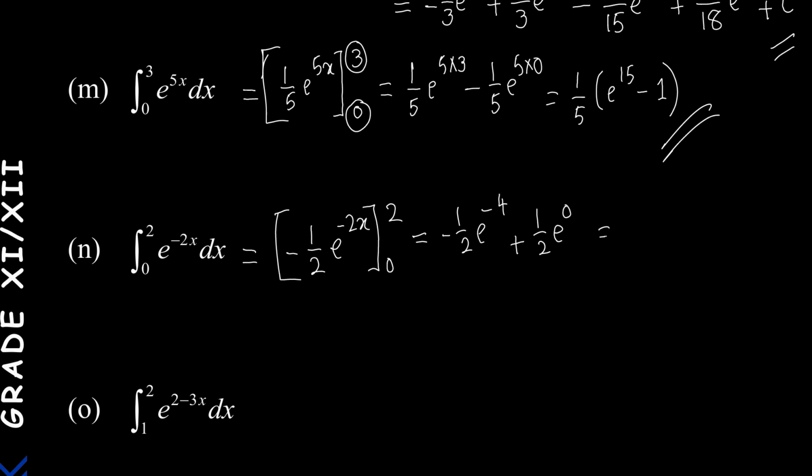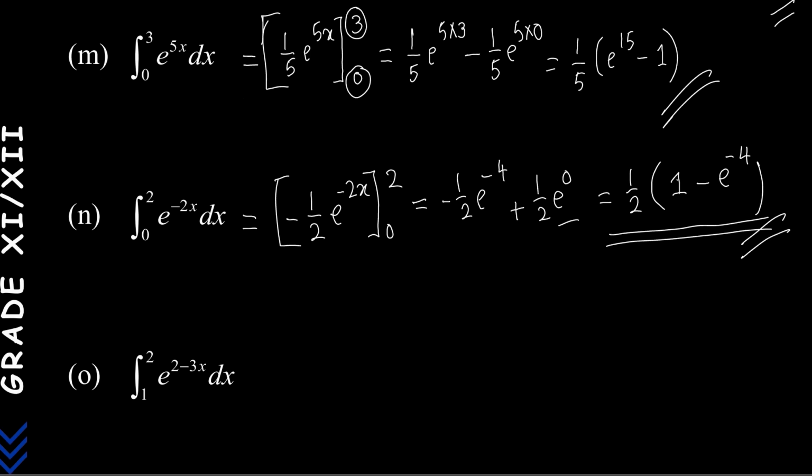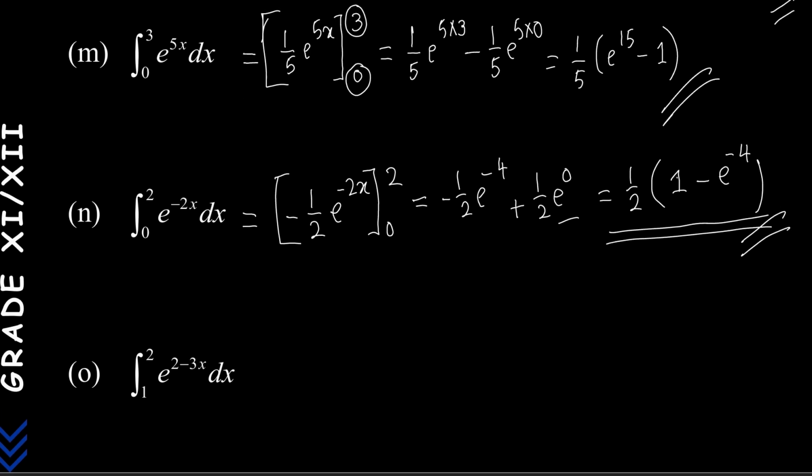Now if I take half common, then we also can write here e to the power 0 is 1. First we are going to write that term, then another term we are going to write minus e to the power minus 4, and this is our final answer. Hope guys you understood.